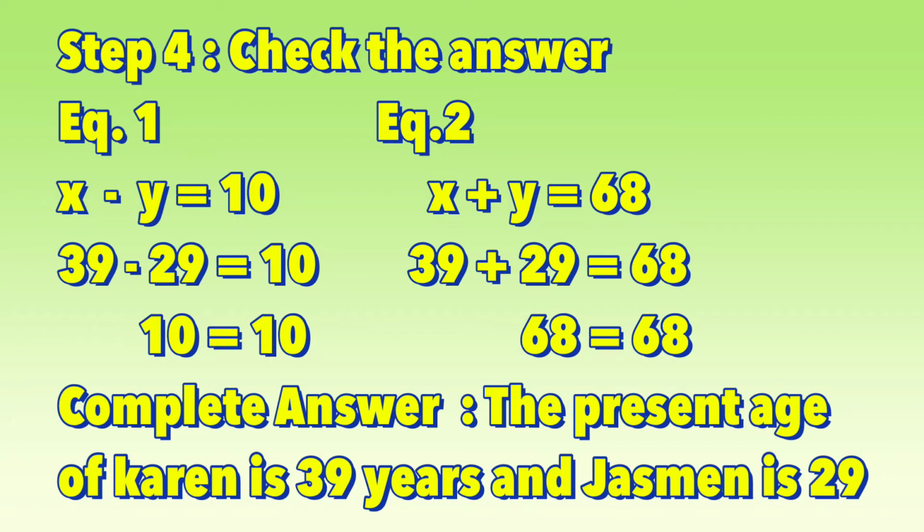Equation 2, x plus y equals 68. 39 plus 29 equals 68. So 68 equals 68, both sides are true, correct? So our complete answer now: the present age of Karen is 39 years old and Hasmin is 29 years old.